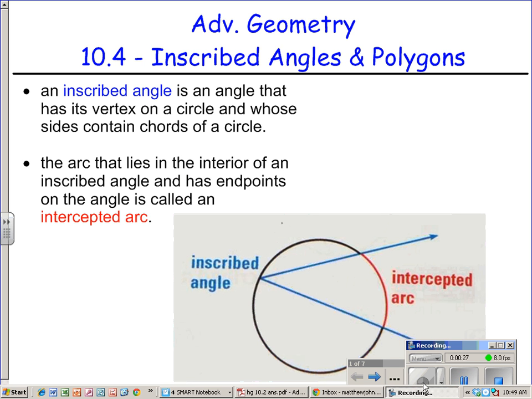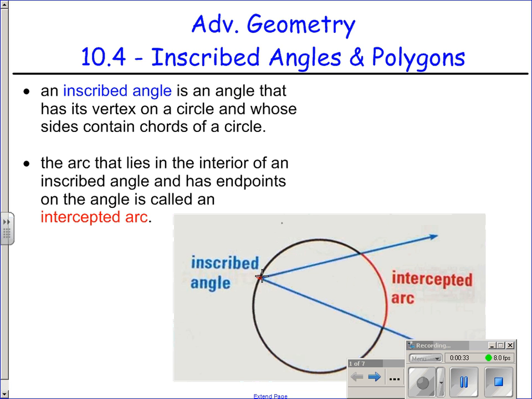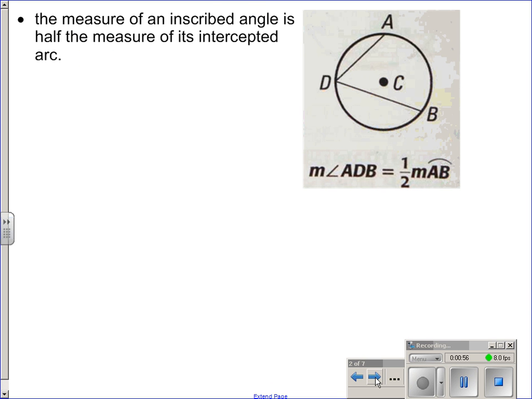Now, some of the details. The main thing that makes it an inscribed angle is that the vertex is on the circle. That's the key thing to making an inscribed angle. When you draw an inscribed angle, the part of the circle that is on the inside of that angle is called an intercepted arc. There is a relationship between these two things. The measure of an inscribed angle is half the measure of its intercepted arc. So whatever arc AB is, the inscribed angle is half of that.